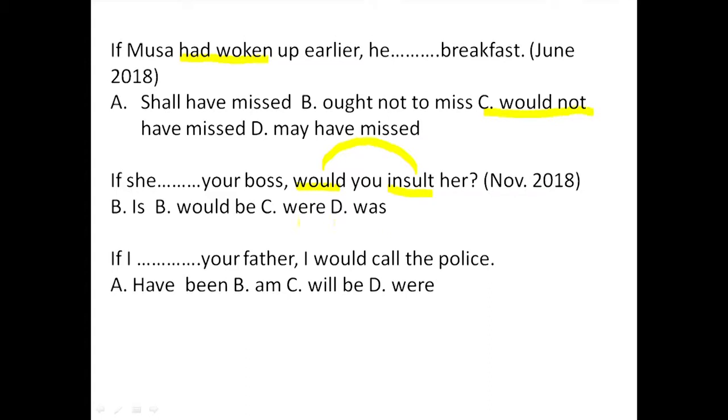November 2018, last year again. B, we have what? Is. If she is your boss, no, wrong. B, if she would. I told you we are never to use will and would after if, in fact. It's very wrong. And C, we have were, W-E-R-E. Were is fine. So if she were your boss, would you insult her?